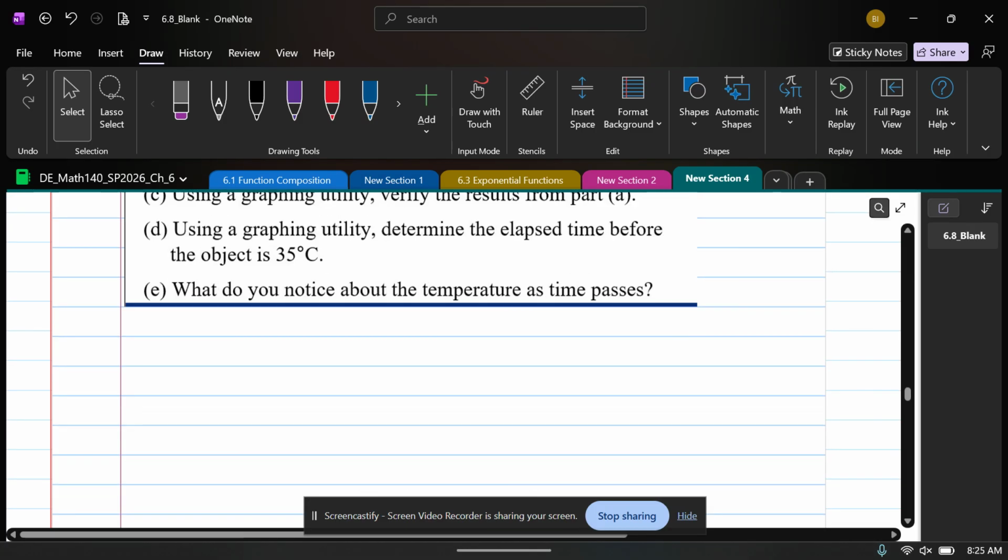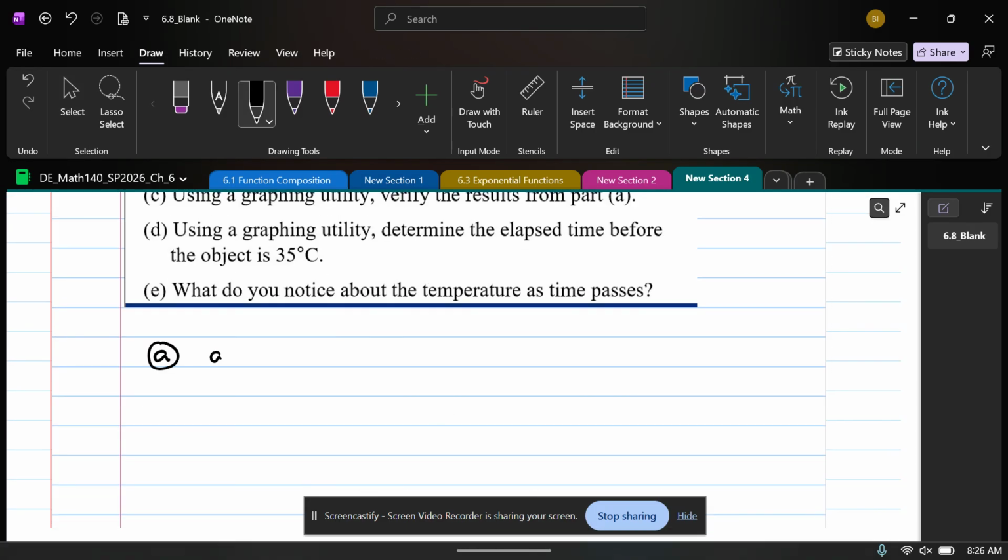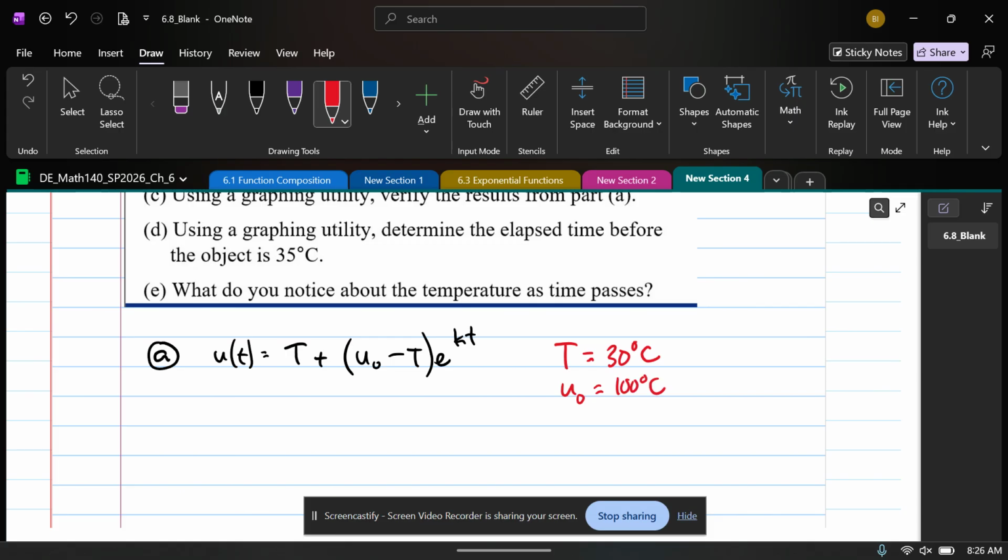So part A, we're going to use our formula: U of T equals capital T plus U sub 0 minus T times e to the KT. So this is the stuff we know. We know that the temperature of the room was 30 degrees Celsius. We know the initial temperature was 100 degrees Celsius, okay? And the problem tells us in part A that the object is 80 degrees after 5 minutes. So we know t is 5 minutes.